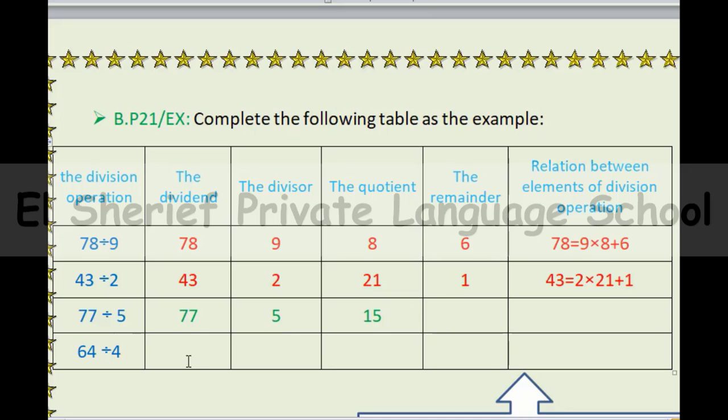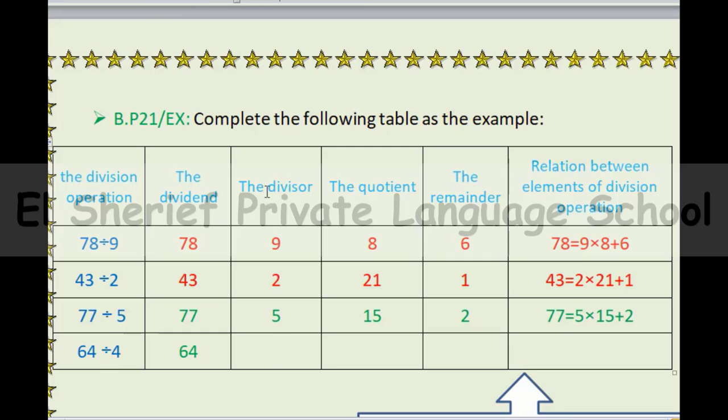Okay, and the remainder is 77 minus 75, which equals 2. So the relation between the elements of the division operation: the dividend, the divisor, the quotient, and the remainder. Okay, so 77 equals 5 times what? Times 15, plus what? Plus 2. Okay, 5 times 15 equals 75, plus 2 equals 77.